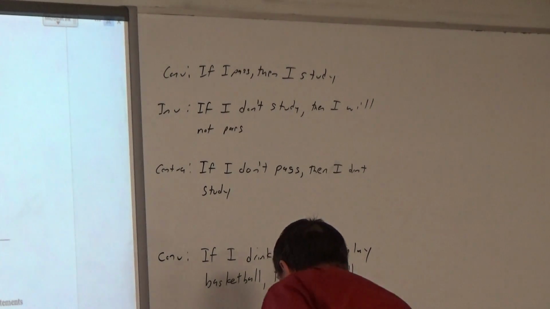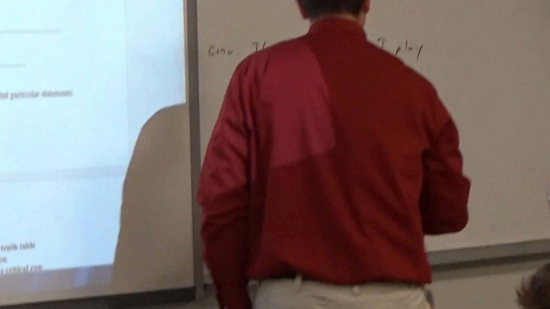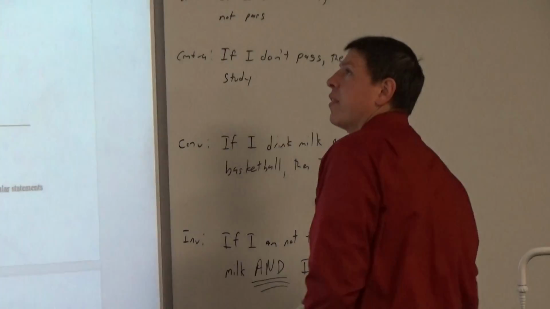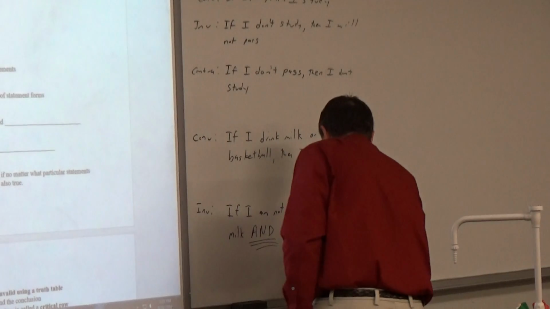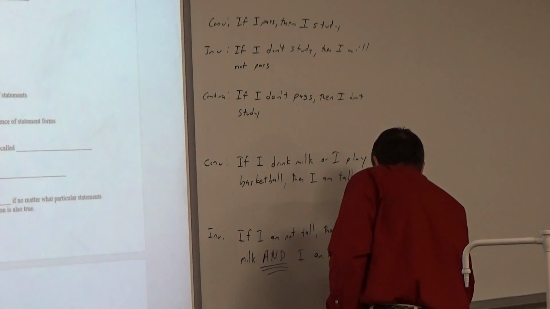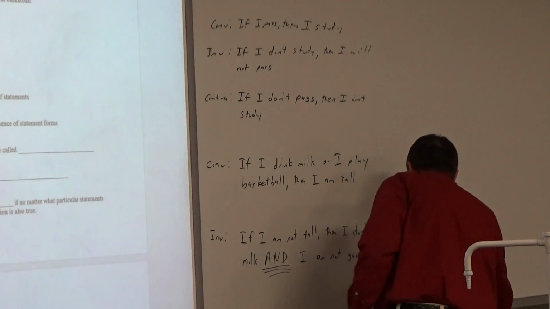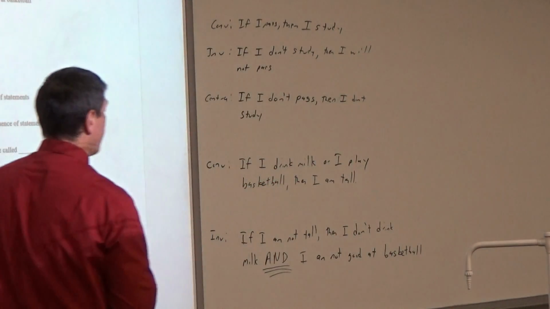Remember, anytime you have a logical connector and you're taking the negation of it, you have to flip that connector. So instead of an or, then it becomes an and. I am not good at basketball. Does that make sense, guys? And this is where students go wrong with this quite often.